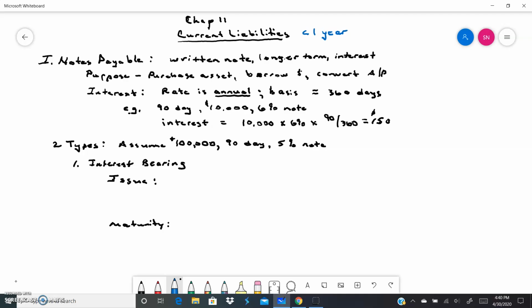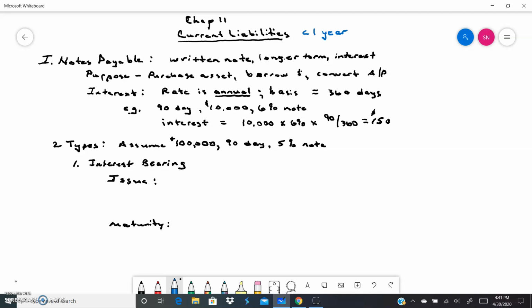So we're going to talk about a couple areas. The first would be notes payable. Then we're going to talk about the current portion of long-term debt, just briefly. We're going to talk about some payroll tax liabilities. And then we're going to talk finally about what's called contingent liabilities. So the first section is notes payable.